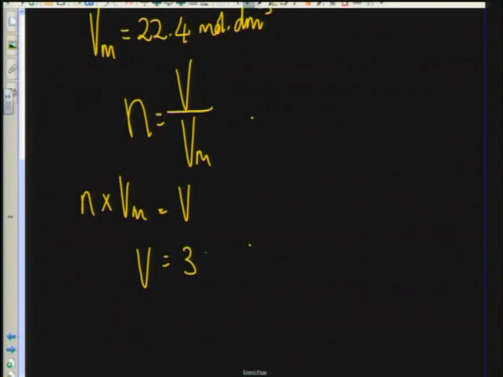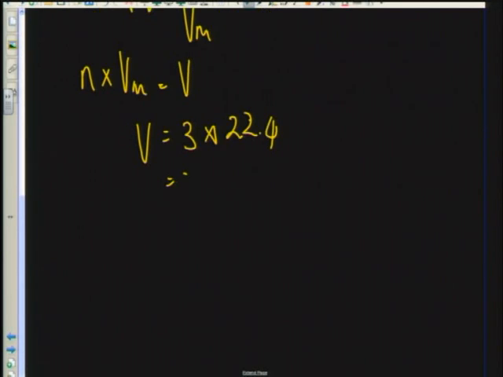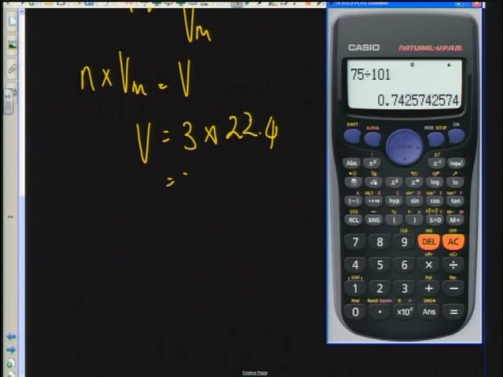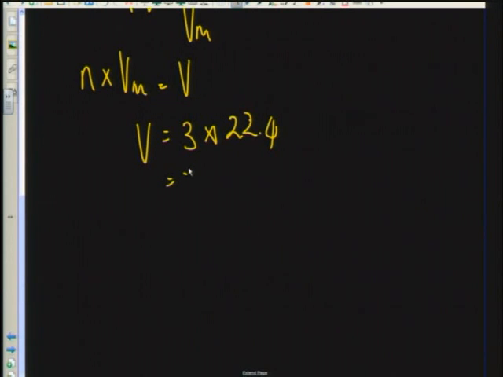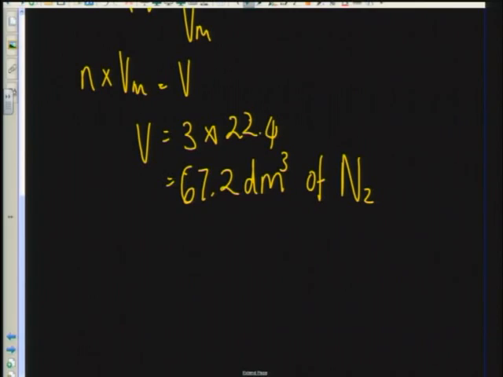Number of moles was 3 times by 22.4, and let's just throw that into the calculator. 3 multiplied by 22.4 is equal to 67.2. So I come across here, my answer 67.2 decimeters cubed. Now that is the volume of N2 at a standard temperature and pressure.